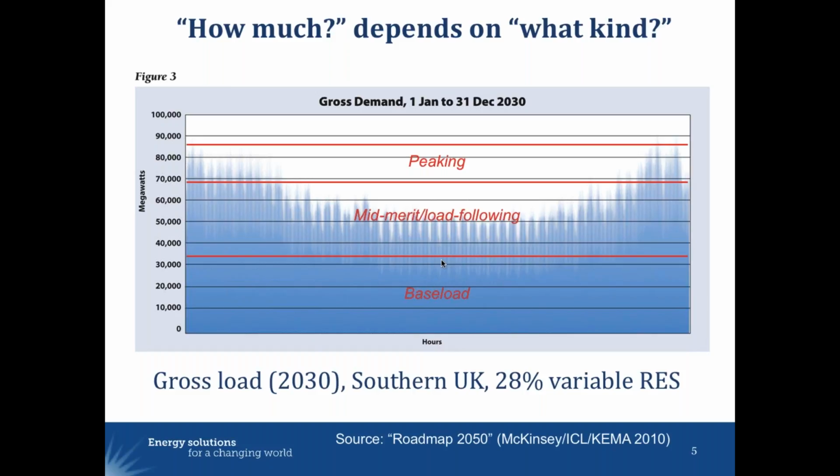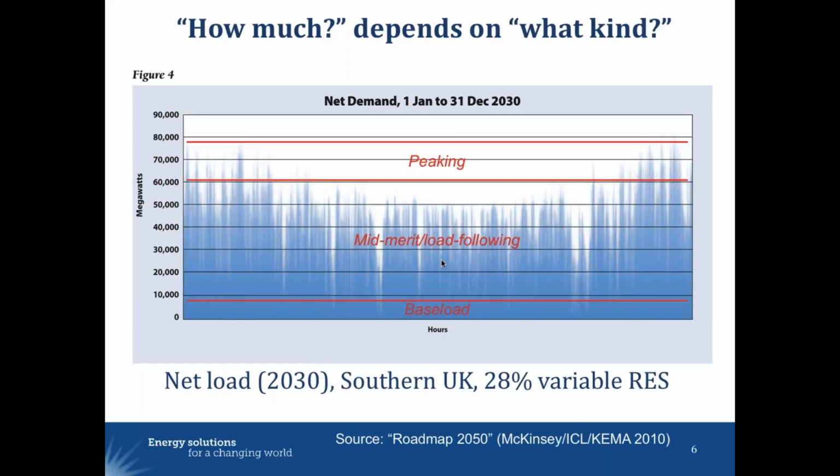And the blue is the gross demand on the system, very familiar curves, a set of curves for the year. And superimposed is a nominal breakdown of how much of that would ideally be met by peaking plant, how much would ideally be met by load following or mid-merit plant, and how much would be met by baseload plant. However, given the fact that 28% of the energy that's meeting this demand is coming from variable renewables, which will usually be must-run because it's free energy, the net load looks quite different.